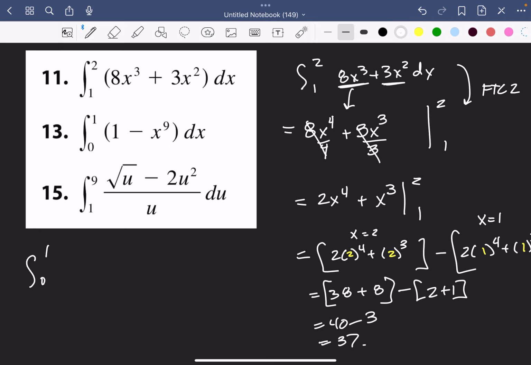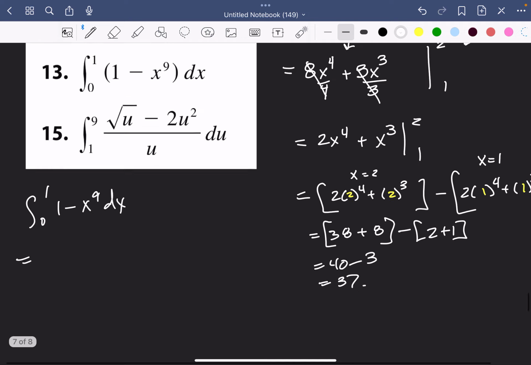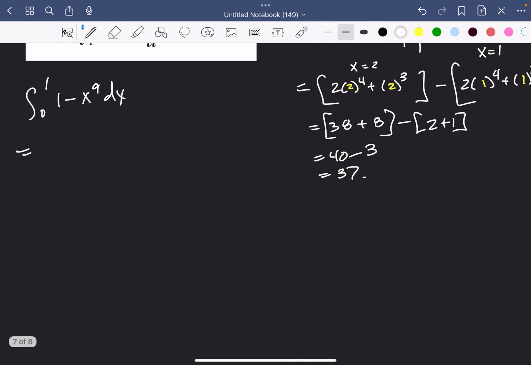Number 13, the integral from 0 to 1 of 1 minus x to the ninth dx. So we are going to take the antiderivative of this and evaluate it at 1 and 0. So the antiderivative of 1 is x, because the derivative of x is 1, minus the antiderivative of x to the ninth, which is x to the 10th over 10.